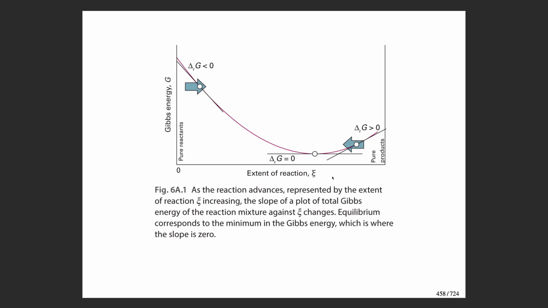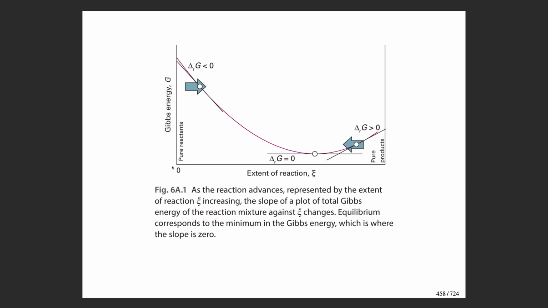So imagine that this x-axis here represents our extent of reaction variable. Over on this side of the graph, we have our pure reactants, and over on this side, we have our pure products. What we're plotting along the y-axis is the Gibbs energy of that reaction mixture. So this Gibbs energy right here, when we're at pure reactants, is the sum of the Gibbs energies of all of the reactants. Over here, the value of the Gibbs energy function would be the sum of all of the Gibbs energies of each product.